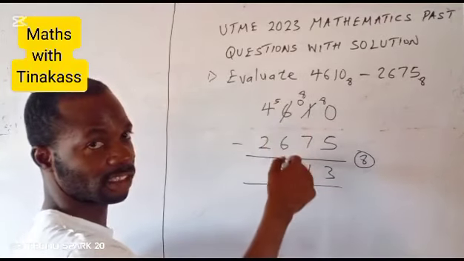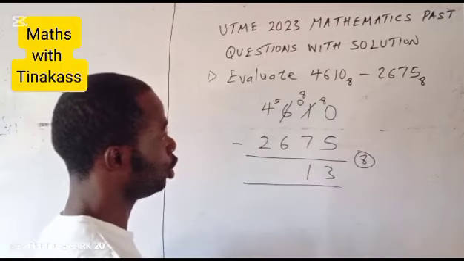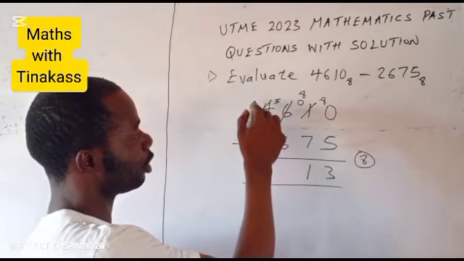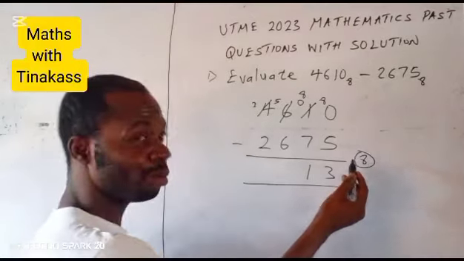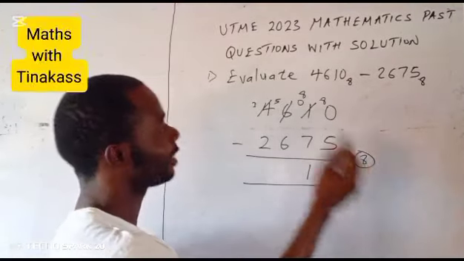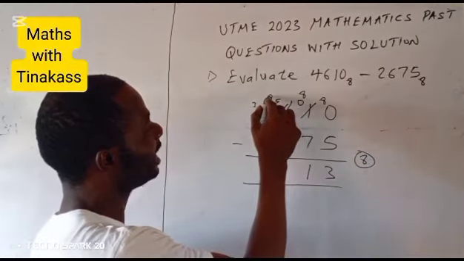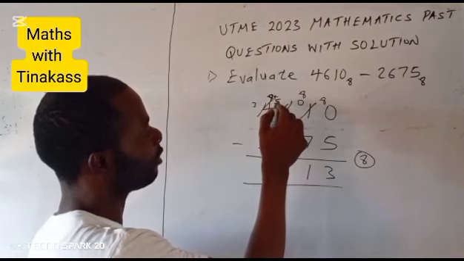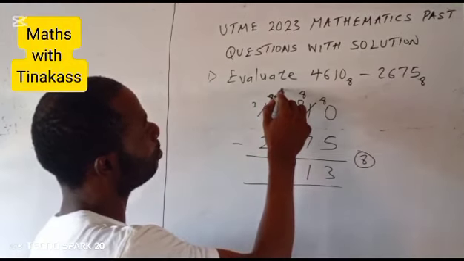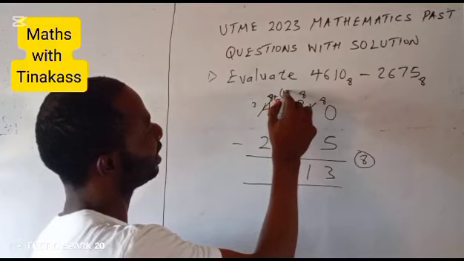So 5 minus 6 is still not possible. What do you do? You go to 4. You borrow. 4 turns to what? 3. What do you borrow? You don't borrow 1. You borrow base 8. Then you write 8. That 8, you will add together with 5, making what? Making 13.